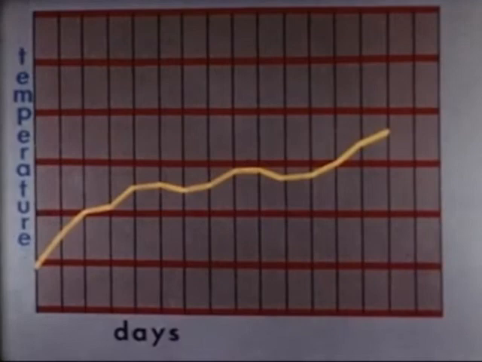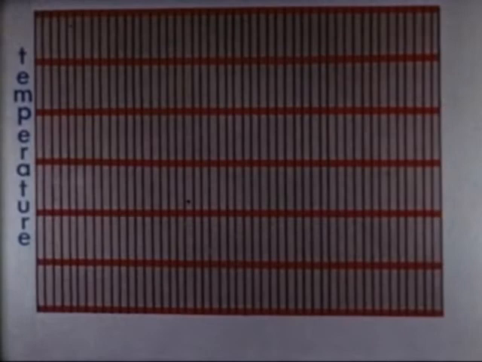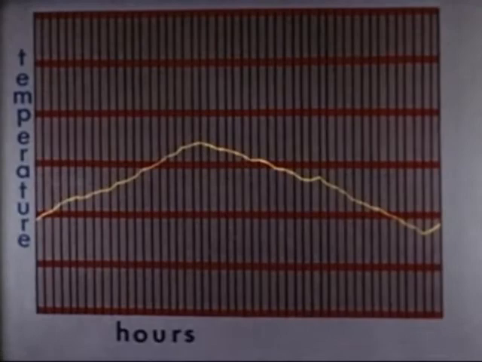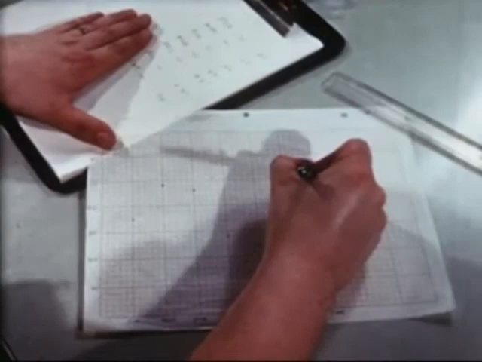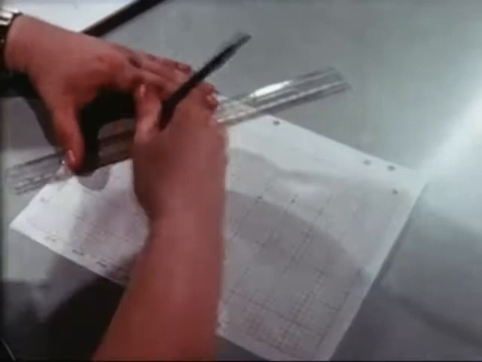If we wanted to be a little more precise, we could expand the horizontal axis of the graph and look at the changes of temperature in one day. And this, of course, we could subdivide into smaller units of time, hours. How do we make this graph? Well, in this case, we need someone to take a reading from a thermometer at each interval of time indicated on the graph. We would then simply draw a line connecting all the points.